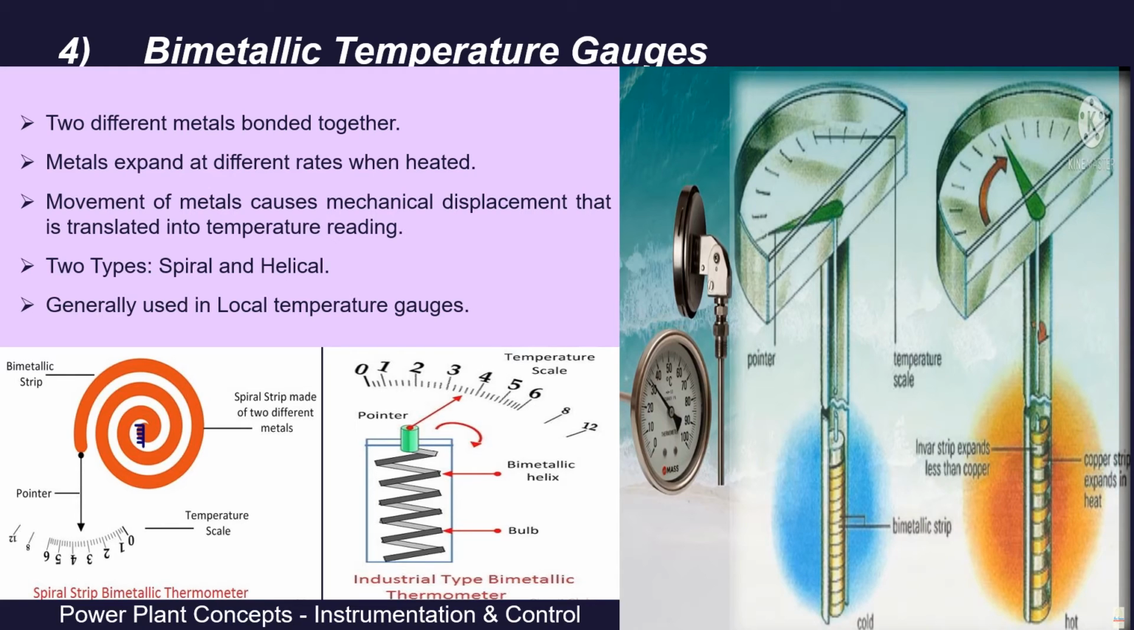Basically, there are two different types of bimetallic temperature gauges used in industries. In this picture, we can see this spiral shaped one. So the first one is spiral shaped and the second one is helical shaped.